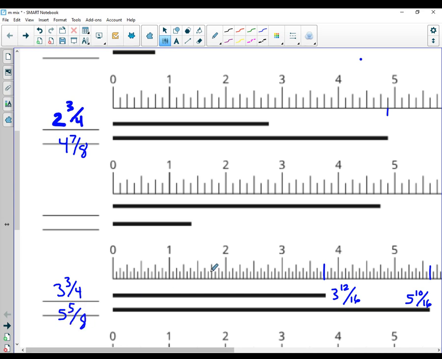So as you're doing these ruler assignments, just be careful and make sure that you have the right ruler in mind here. Again, these here are in eighths, these are in sixteenths.